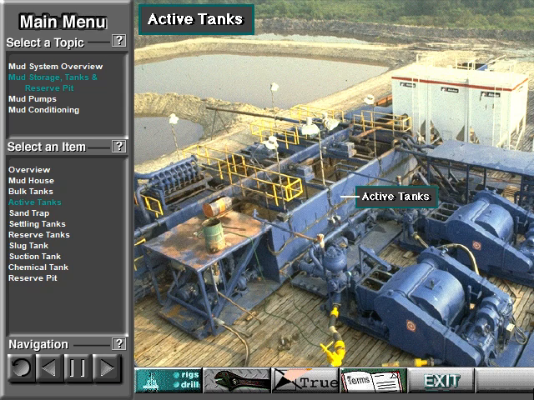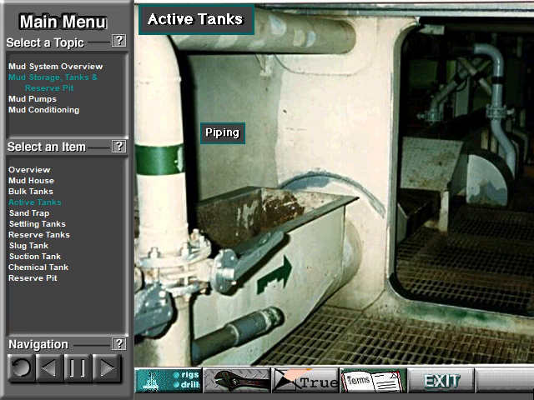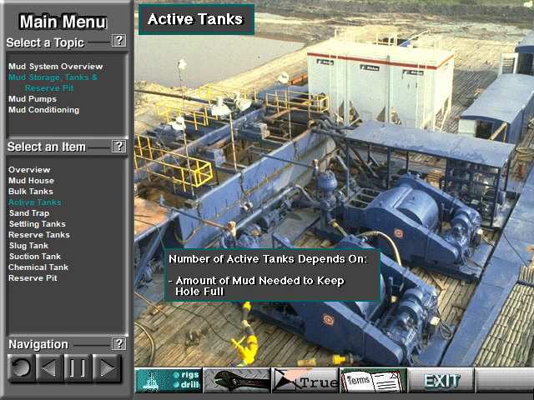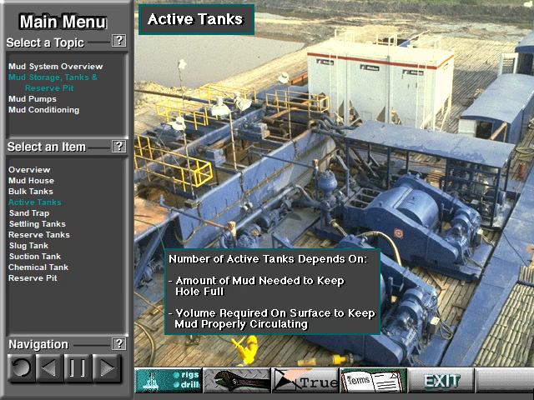The pump takes the mud out of the active mud tanks and circulates it through the system. Crew members connect the mud tanks with the piping and manifolds. The number of active mud tanks depends on the amount of mud needed to keep the hole full, and the volume required on the surface to keep the mud in good condition for circulating.